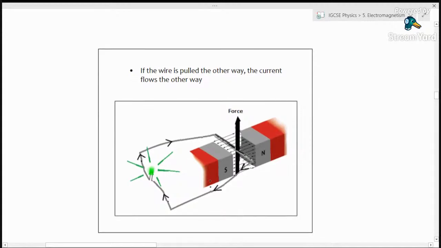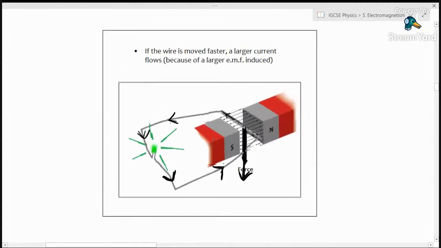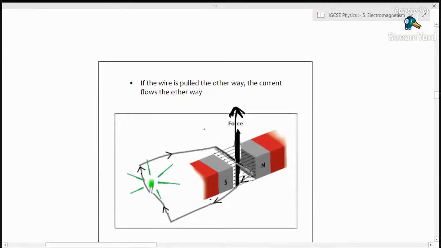Okay, so now what do you think would happen if instead of pushing the wire downwards, this time we're pulling the wire upwards? Now the only difference is, if I scroll back to this picture, you can see here the current is flowing counterclockwise when the movement is downwards. But if the movement is upwards, now we can see that the current has reversed. Now the current is flowing clockwise. So you can see the direction that the wire is cutting the field lines makes a difference.